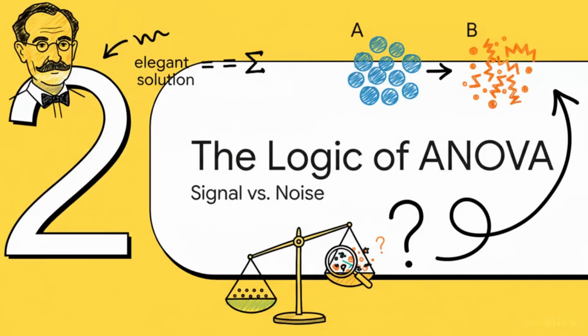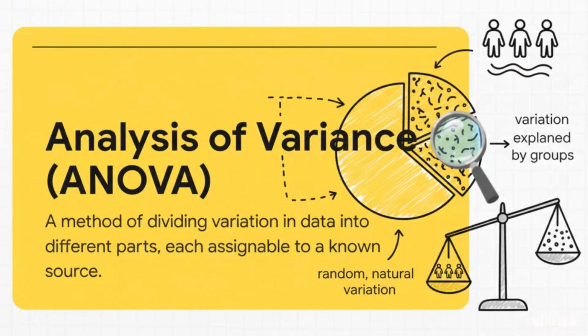And this brings us to the absolutely brilliant solution from Sir Ronald Fisher. Here's the big idea. Instead of comparing the group averages directly, ANOVA takes a totally different approach. It's all about analyzing and comparing different kinds of variation in your data. The name really says it all, doesn't it? Analysis of variance. The whole method is about looking at all the variability in your data and then, very cleverly, sorting it into 2 distinct piles. One pile is the variation that can be explained by the different groups you're testing, and the other is just the random, natural background noise.